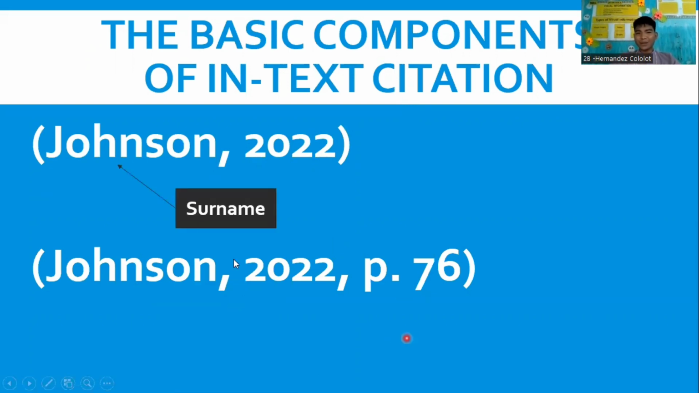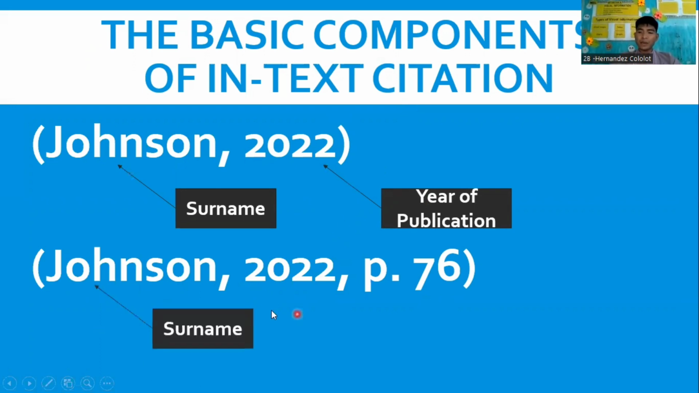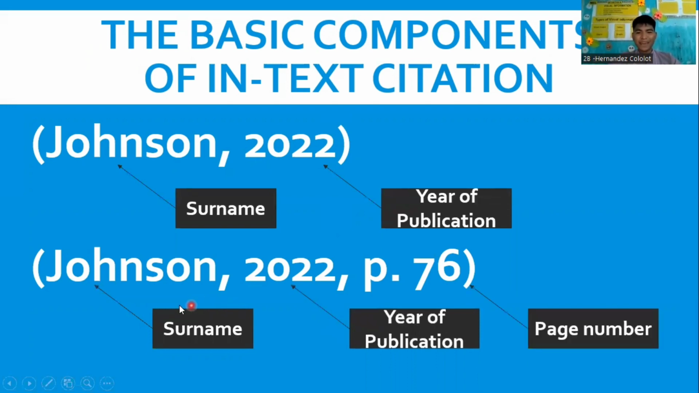Number one is the surname. In the first example, Johnson is the surname, and the second component is the year of publication. In making a citation, these elements are included; they are the things we should see in the body of a text. In the second example, we have the surname, Johnson, then the year of publication, and the last one is the page number.